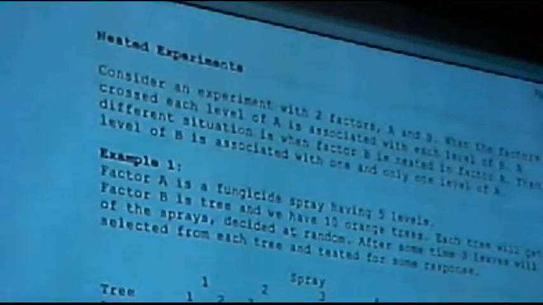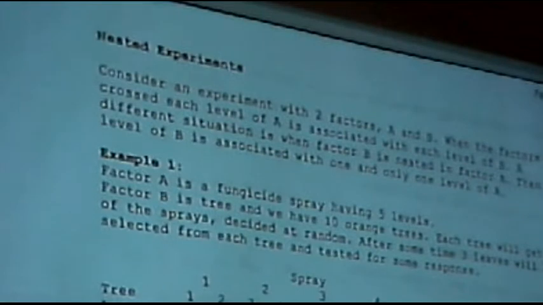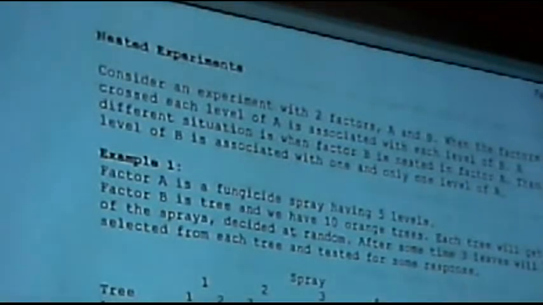Okay, well, today we start a new topic. I passed this handout out last class entitled Nested Experiment. So hopefully you got that with you today, and you can take that out as we take a look at this.